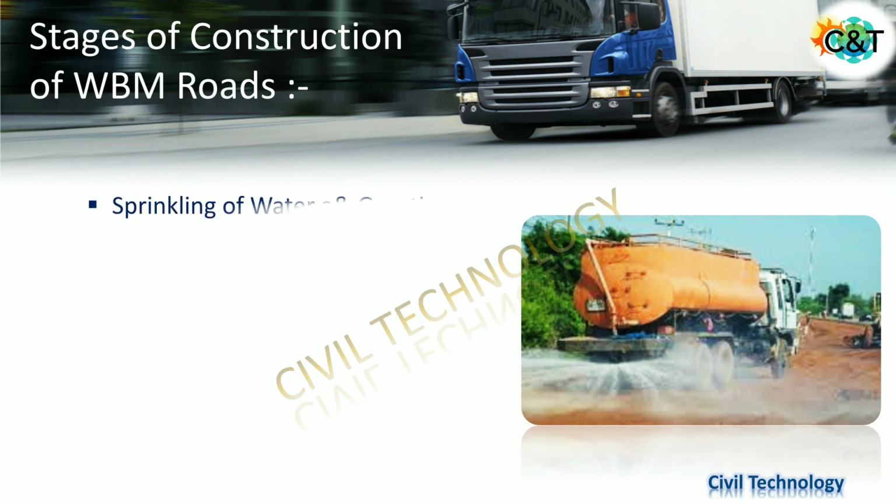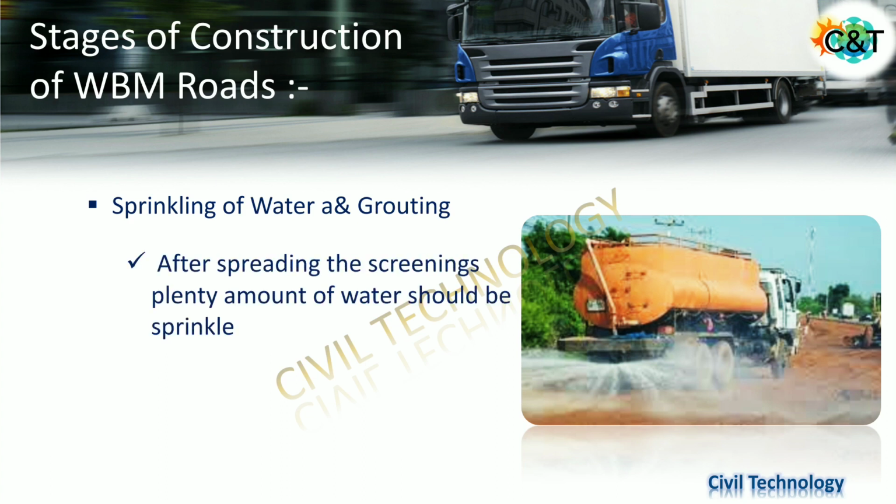So what happens after application of the screening material, we sprinkle a plenty amount of water on the road, and after the water is sprinkled, brooming is again done. First time we do the brooming after applying the screening material and compaction on it. Second time we do the brooming after sprinkling the water and the grouting material. Why do we do this? To sweep the wet screening properly into the voids. Whatever voids are still present after the application of the screening are all filled by the water and grouting materials. For that purpose we do the brooming operation again.